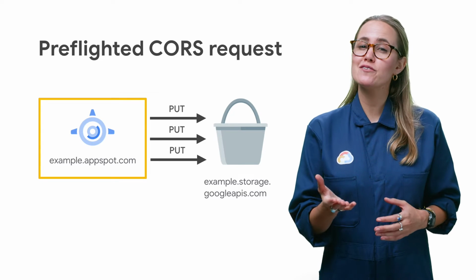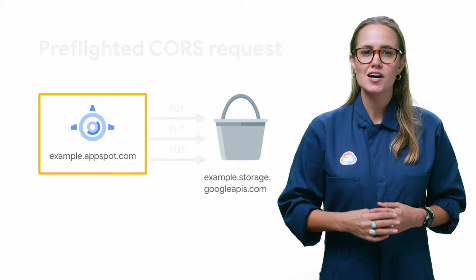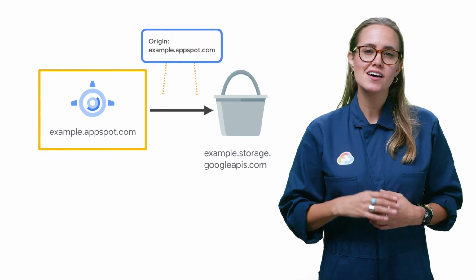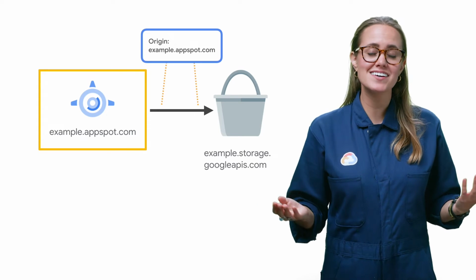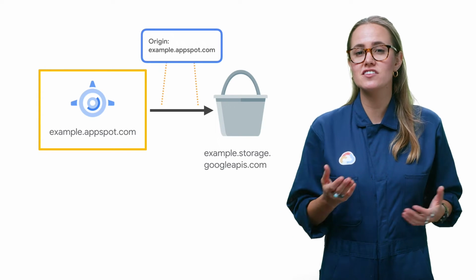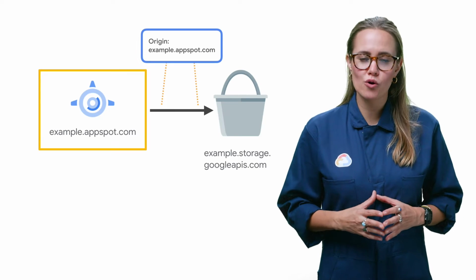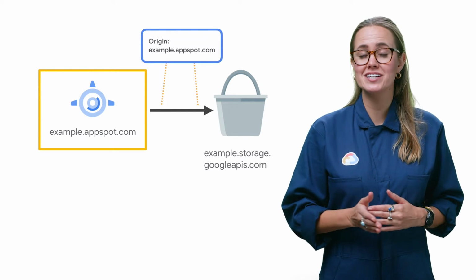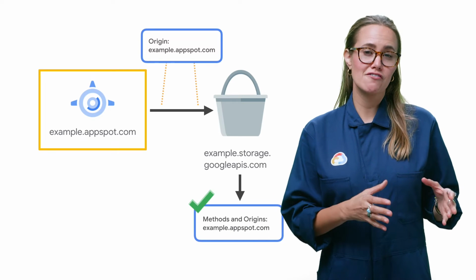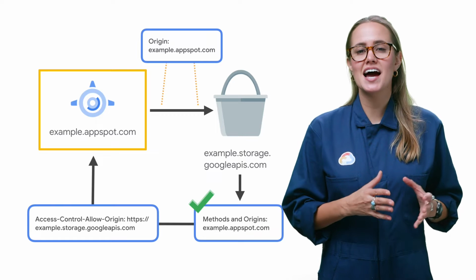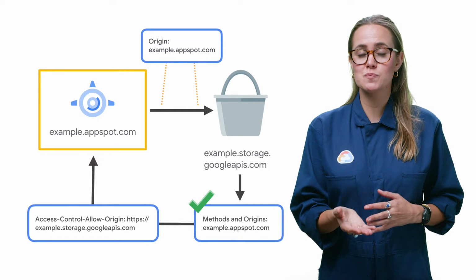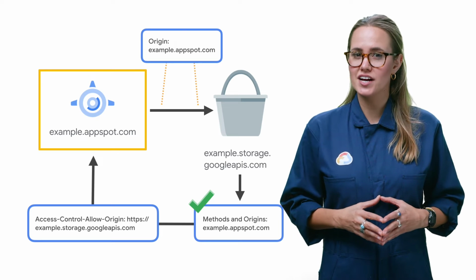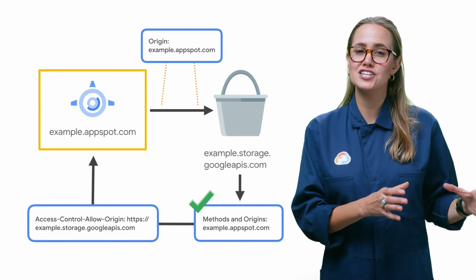Let's look at what happens when a browser makes a simple request to Cloud Storage. The browser adds an Origin header to the request. The Origin header contains, as you might have guessed, the origin of the resource seeking to share the other domain's resources. Cloud Storage compares the HTTP method of the request, like GET or POST, and the value of the Origin header to the methods and origins information in the target Cloud Storage bucket's CORS configuration to see if there are matches. If there are, Cloud Storage includes the Access-Control-Allow-Origin header in its response. The Access-Control-Allow-Origin header contains the value of the Origin header from the initial request.